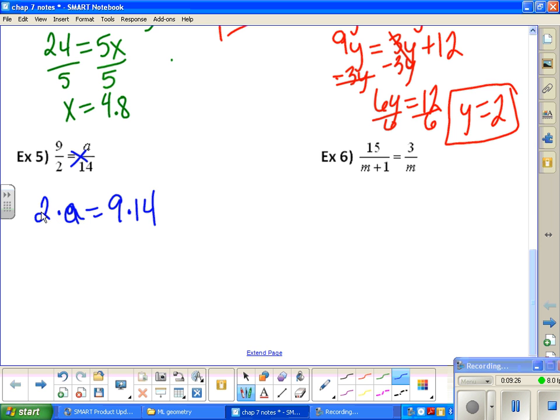What matters is that the two terms that you want are together. So you just need to make sure that you have the a and 2 together and the 9 and the 14 together. But if you write it differently than I am, you should end up with the same answer. As long as you're multiplying 9 times 14, you get 126. And the last step will be to divide both sides by 2. And a equals 63.